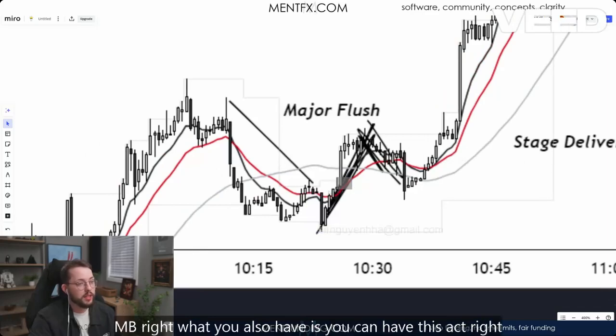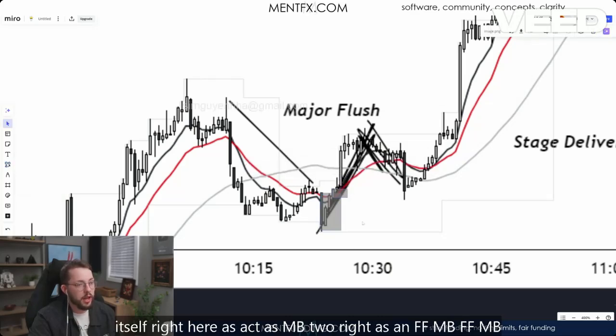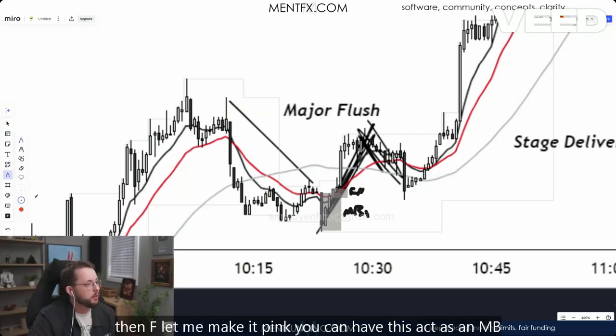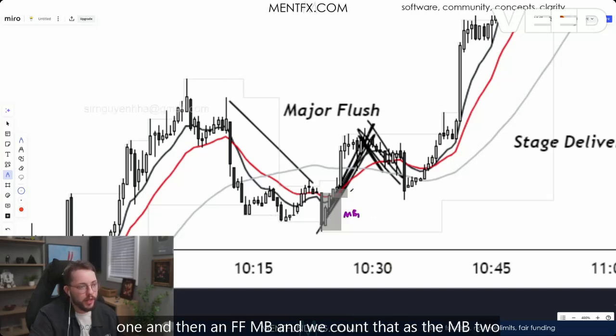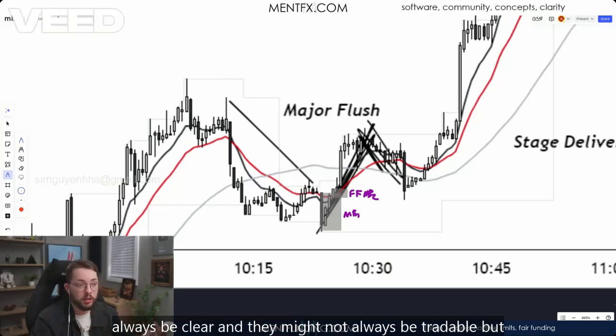Similarly, if we get rid of this MB, what you also have is you can have this act right here as MB1, and then you can have this candle itself act as MB2, as an FFMB. So you can make this look as an MB1, and then let me make it pink. You can have this act as an MB1, and then an FFMB, and we count that as the MB2 because 2 MBs kickstart a move. And they might not always be clear, and they might not always be tradable, but they are occurring.